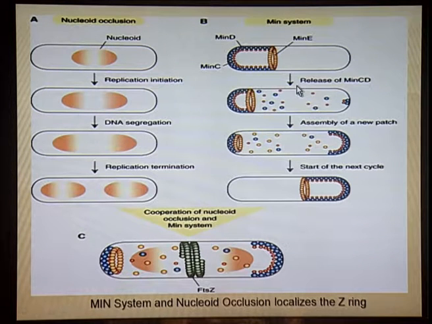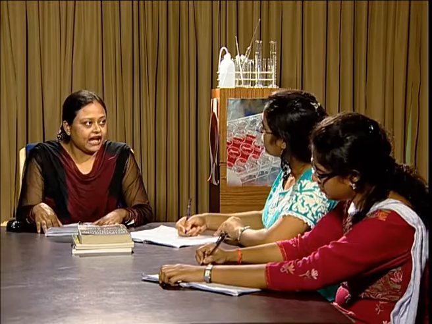Now, the three proteins MinC, D and E are involved. MinC, D and E have been analyzed in E. coli. Similar proteins are present in other cells but may slightly differ. Let us see what is the action of these three proteins.